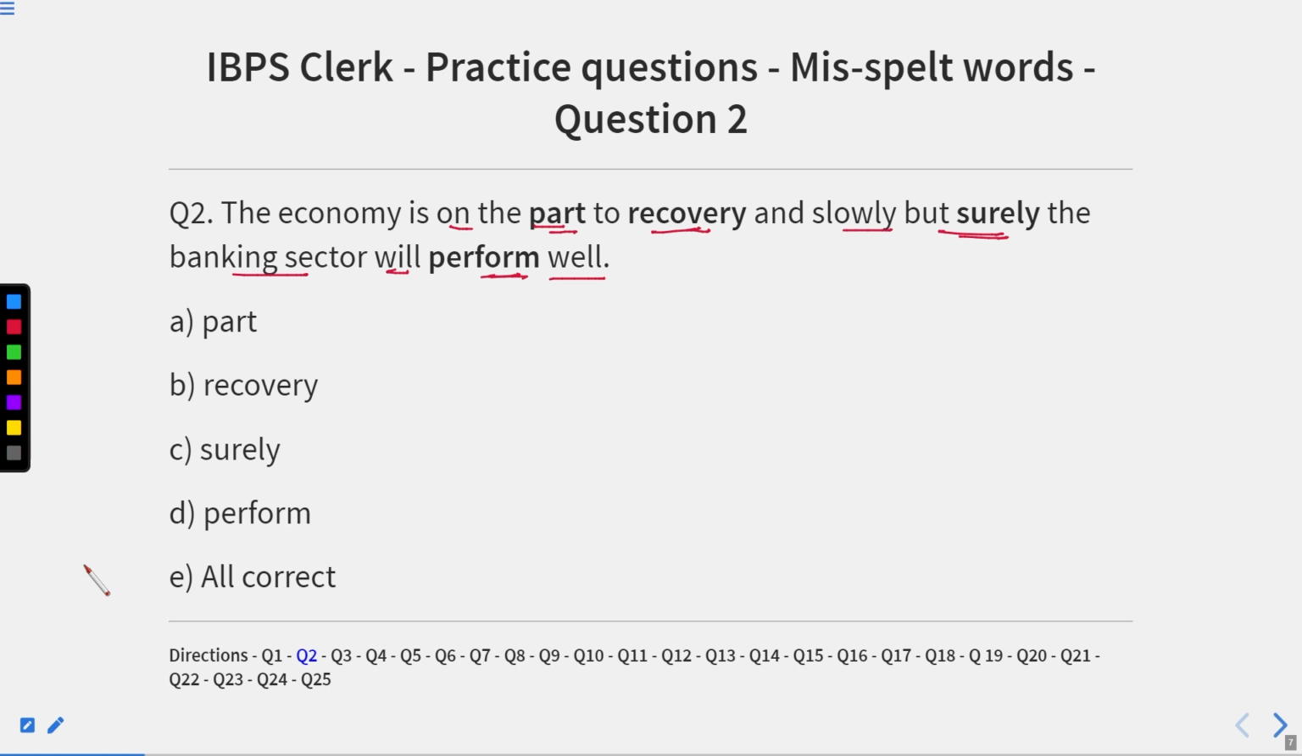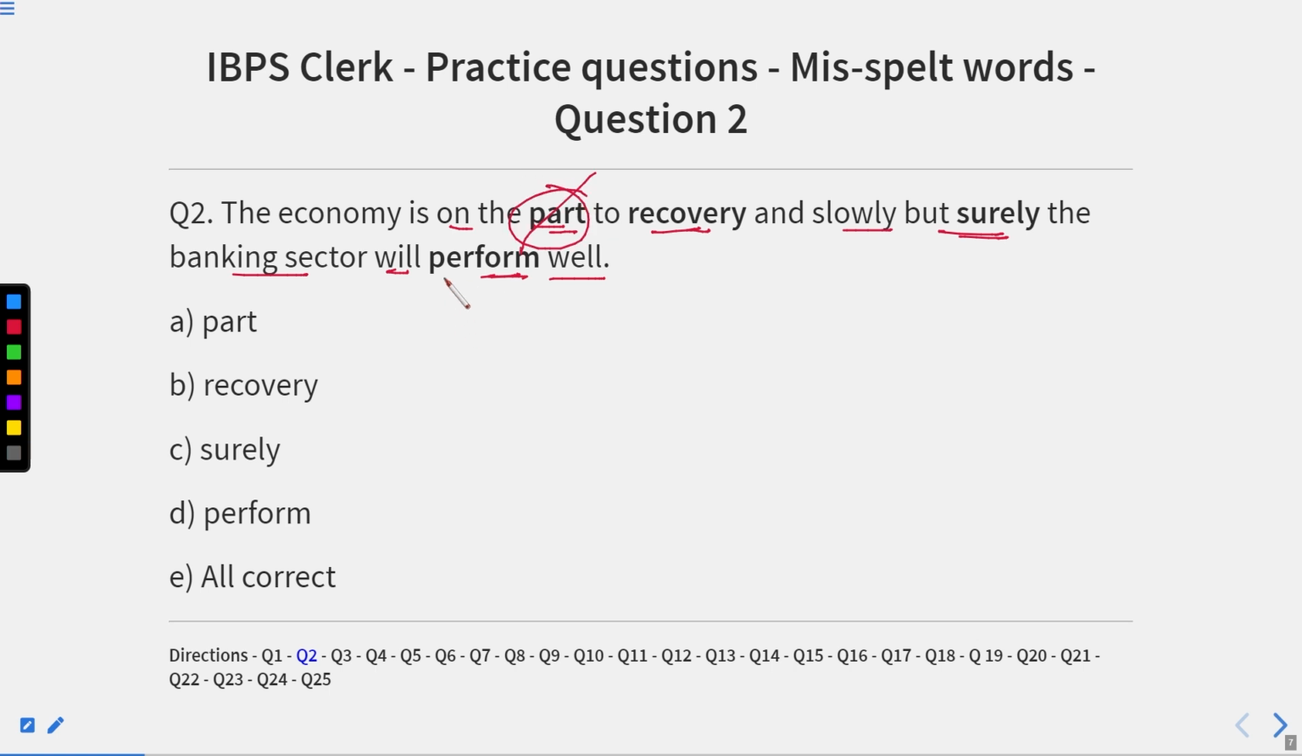Now, part refers to something, the amount of something which can be extracted from something, or you can say the area or a small area of something. It means a small part of something means a small area of something. So part here, this word is incorrect according to the context of the sentence, because we can say that the economy is on the right track, or you can say is on the right path. So here this word part is incorrect.